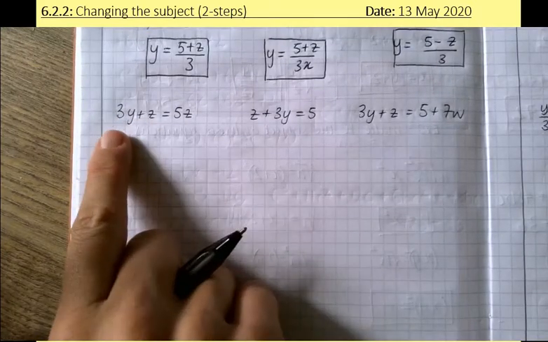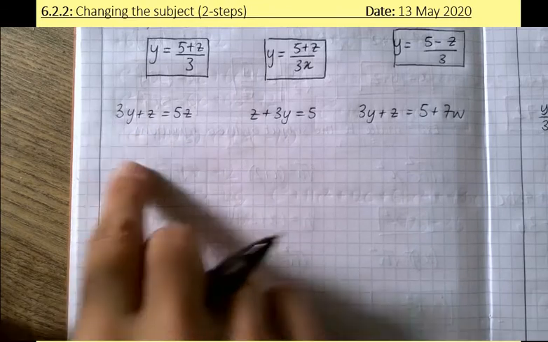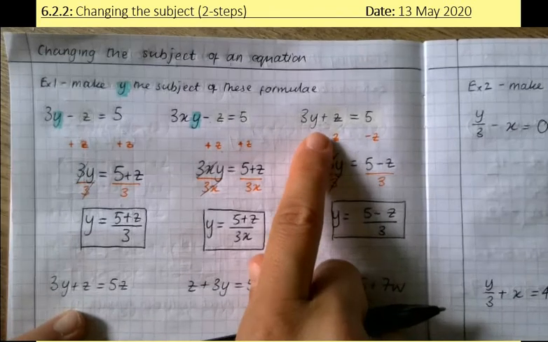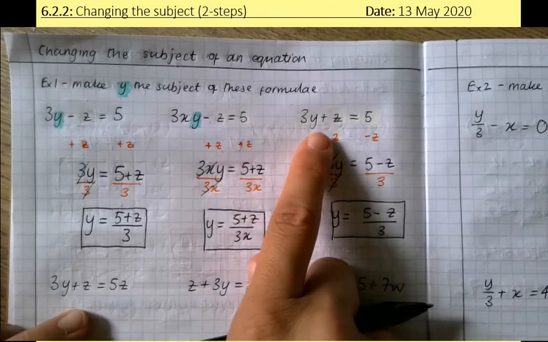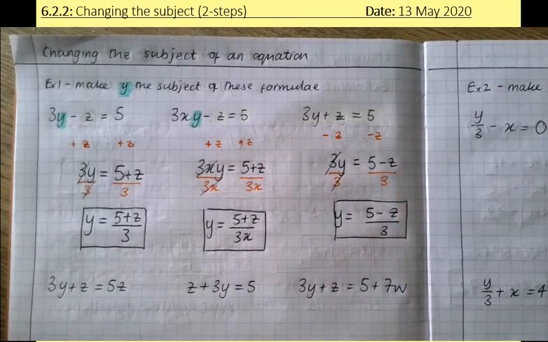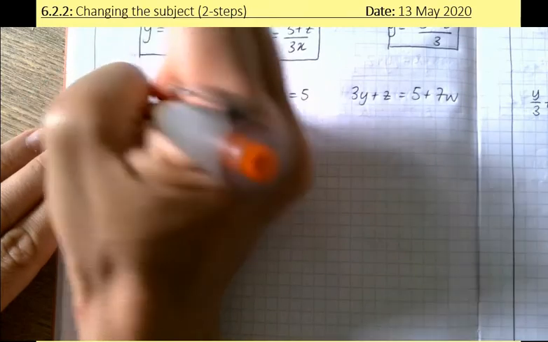Over here I have 3y plus z equals 5z. So actually the left hand side of this equation is exactly the same as the left hand side of this equation, which means we're going to follow the same steps to get the y by itself, to make y the subject. So the first step I will do is I will subtract z from both sides.